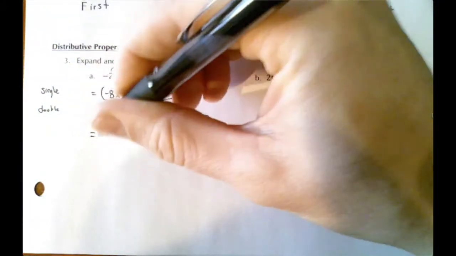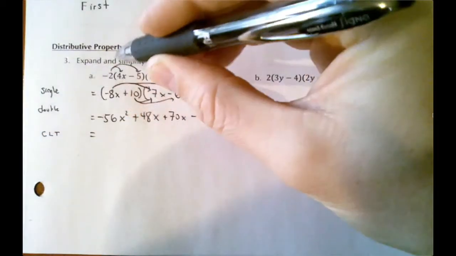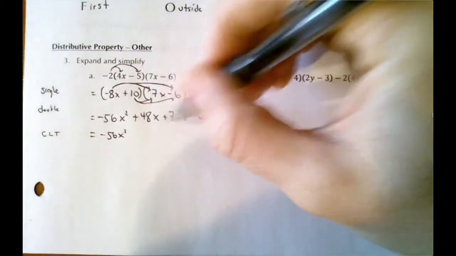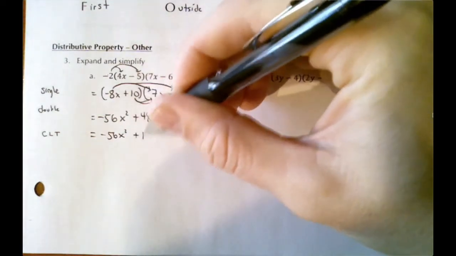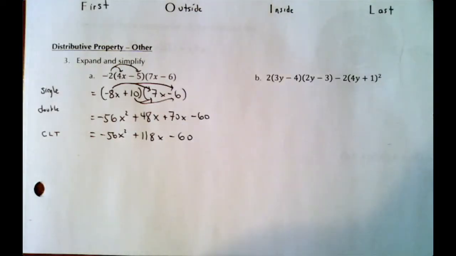And now we can collect like terms. Negative 56x squared doesn't have another term like it, but there's two x terms. If we add those together, we get 118. And that's our final answer. So that's doing the single multiplication before the double multiplication.